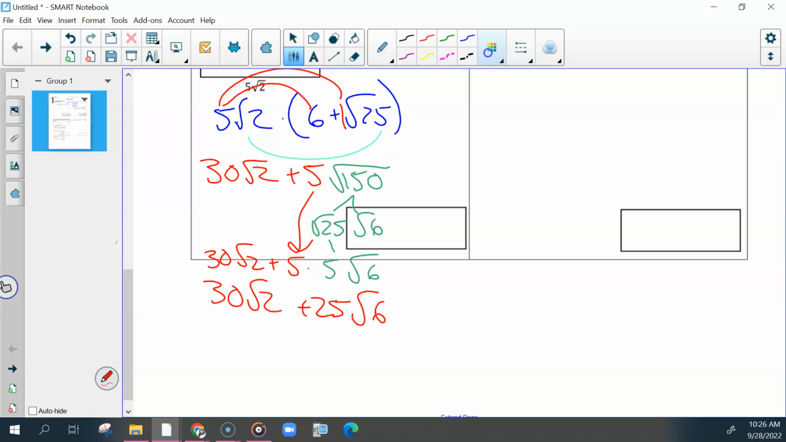Some of you got the same inside because of how you started, which I saw, but we could not add these. If they were the same inside though, we would only be adding the outside numbers. The inside number would stay exactly the same.